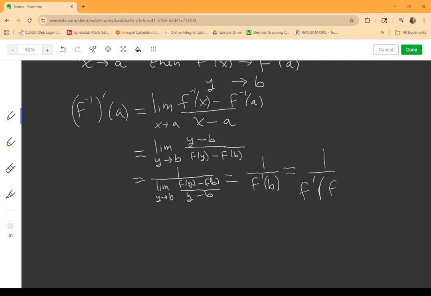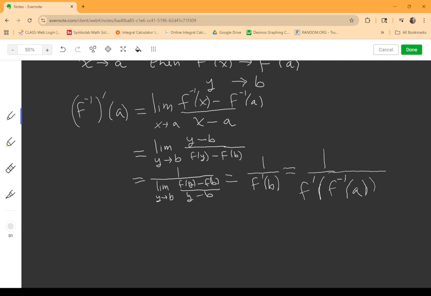The derivative of f inverse at a is 1 over f prime of f inverse of a, as long as this quantity is non-zero. Okay, so again, derivative of the inverse.